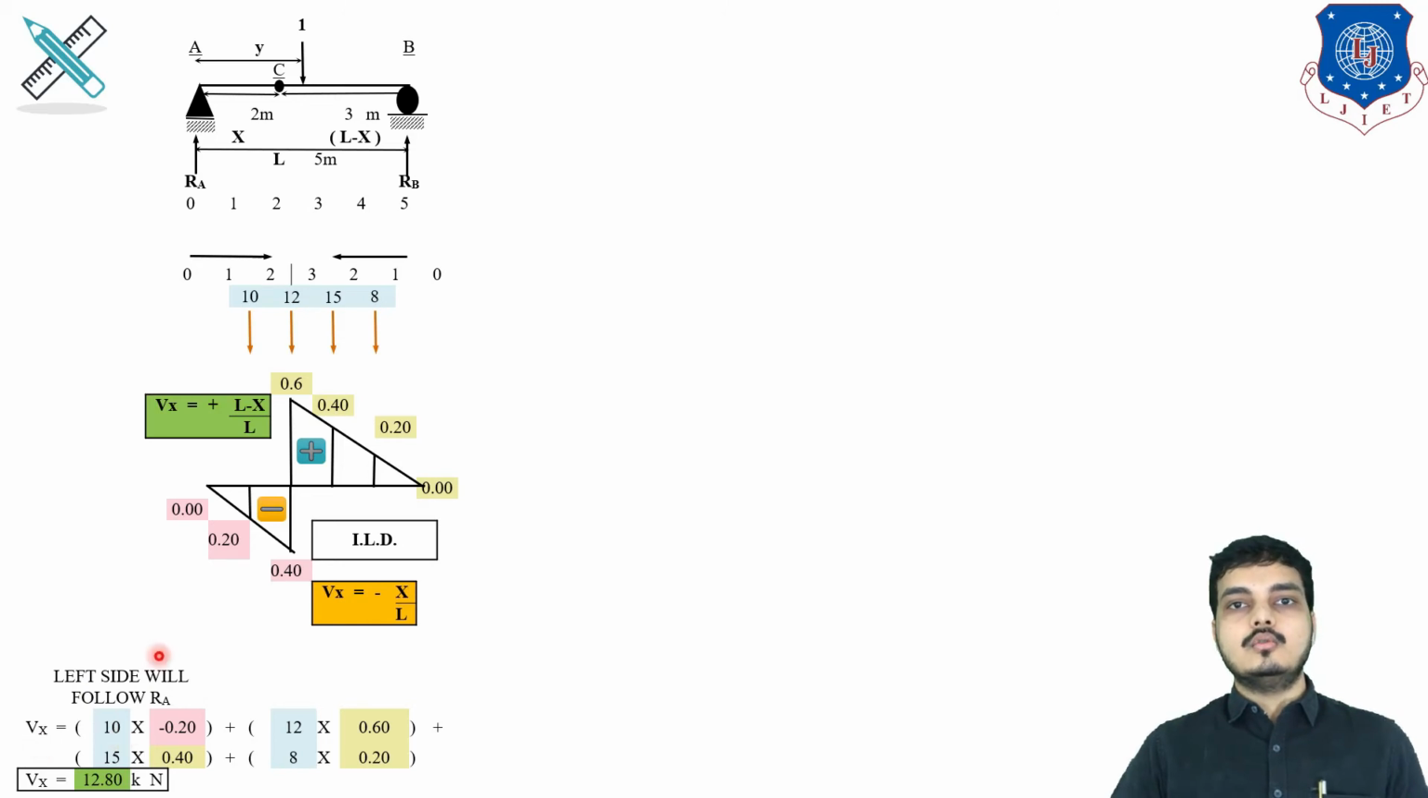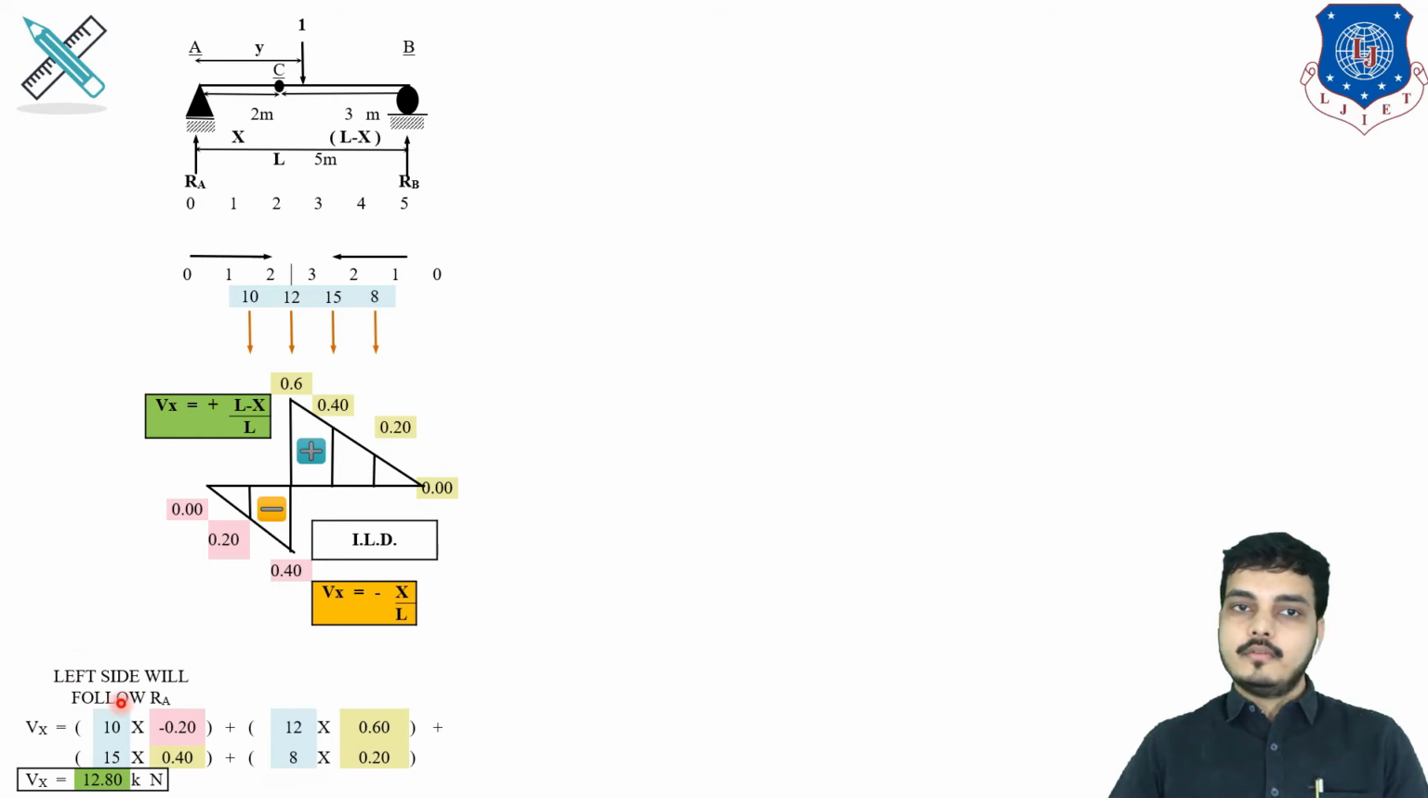So Vx is equal to 10 multiplied by minus 0.2, because it is on the negative side, plus 12 multiplied by... there are two values. So what to put in the value? Now here we are calculating for the left side, the reaction will follow Ra, and Ra reactions are upwards. This green one is of Ra and this pink one is of Rb, as we learned in theory. So 12 multiplied by 0.6 plus 15 multiplied by 0.4 plus 8 multiplied by 0.2. So after multiplication and summation of this I will be getting Vx as 12.8.